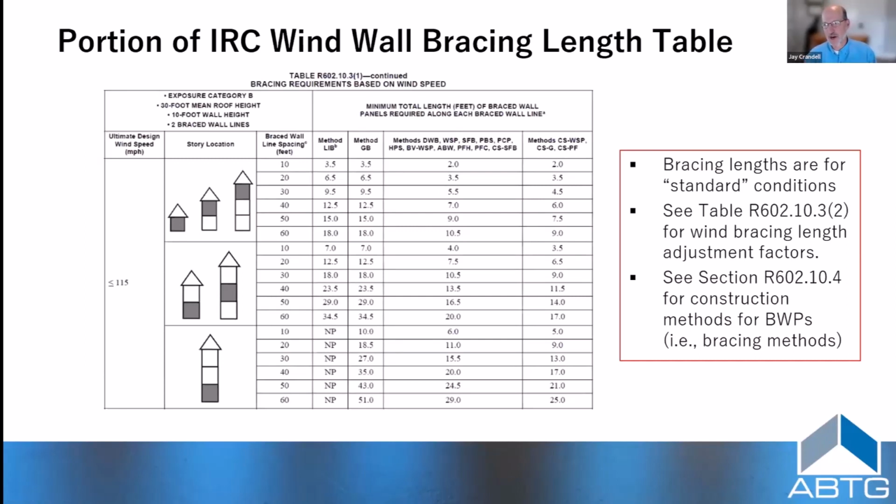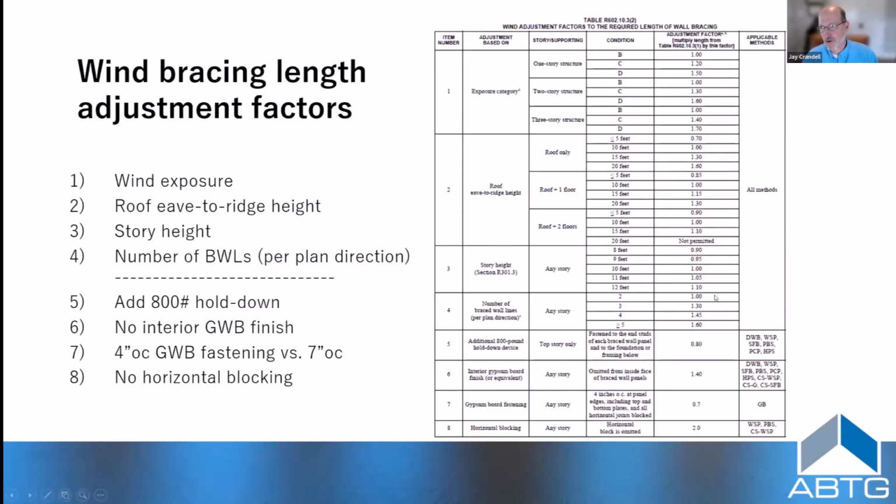But this is your minimum bracing default amount to which you apply some adjustment factors that are in this table. And you could end up with more than 8 feet with all these combined adjustment factors, or less than the tabulated amount, depending on your building configuration. And so the adjustment factors fall into 8 different types in this table, depending on your conditions.